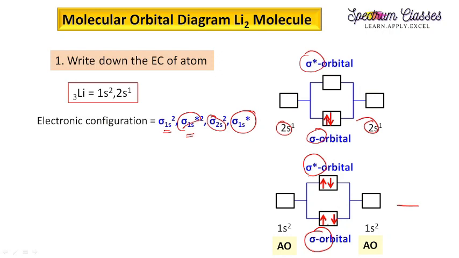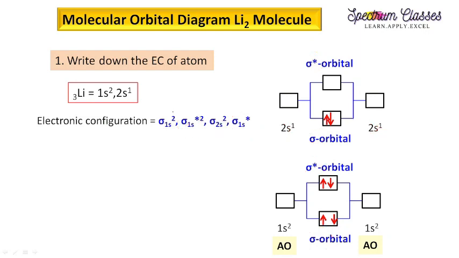How many electrons are there in the sigma 1s orbital? 2 electrons. In sigma star 1s, we are having 2 electrons. In sigma 2s, we are having 2 electrons, and this is vacant, so no electron is written here, right? So this is how you can write down the electronic configuration for a molecular orbital diagram.